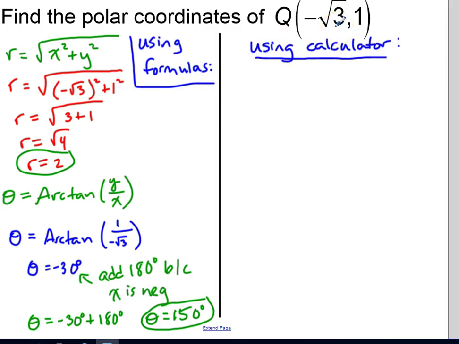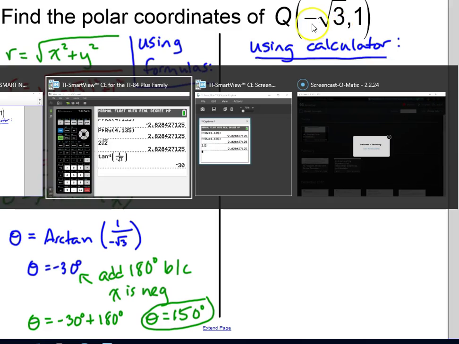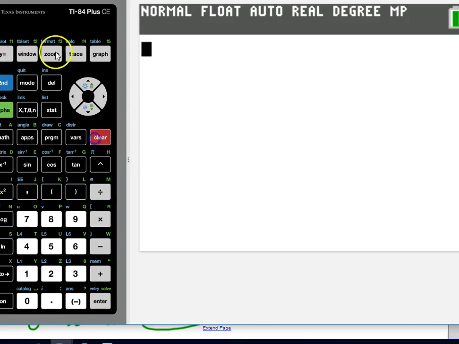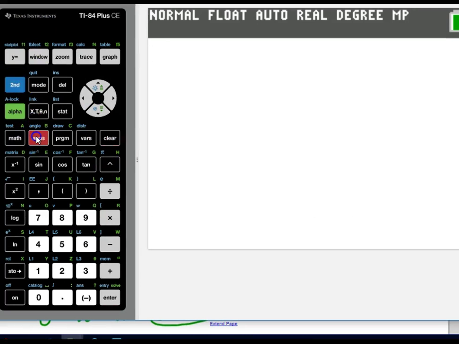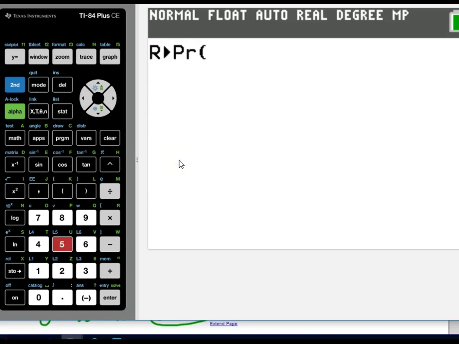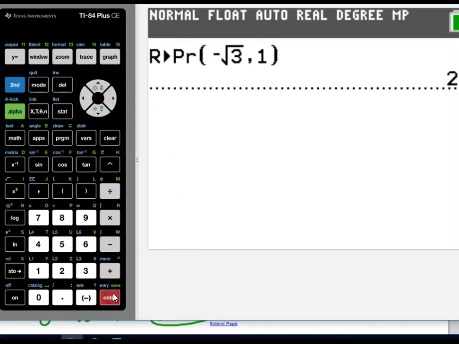All right. So similarly, we're going to use the second apps to get to the angle menu. Now this time we are going from rectangular to polar, so we want to first find the r, and then we're going to find the theta. So choice 5, you're just going to put in the x and the y, so pop that in. Okay, r is 2. Okay, that's the polar radius.